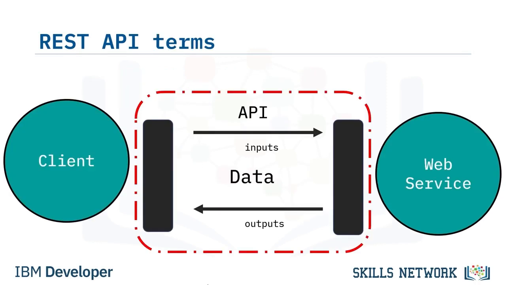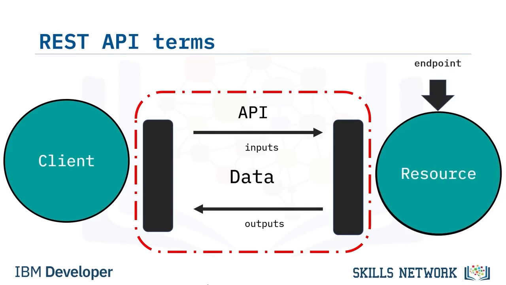Here are some common terms. You or your code can be thought of as a client. The web service is referred to as a resource. The client finds the service via an endpoint. We will review this more in the next section. The client sends requests to the resource, and the resource web service sends a response to the client.